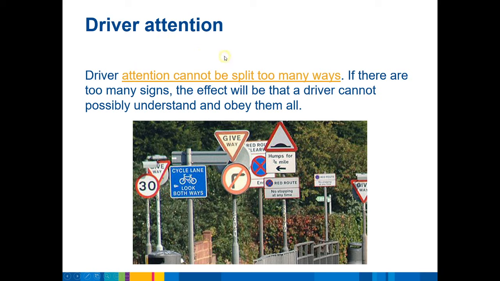Drivers have a limited amount of attention as well. This is a classic example of just way too many signs in a short space. We cannot split driver attention too many ways. So this includes not only providing too many signs, but it also gives us information on how large signs need to be. So you probably haven't noticed before, but the next time you go driving, take a look out for it.